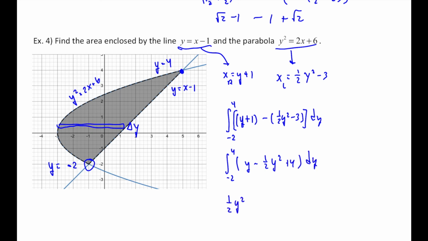So I've got 1/2 y squared minus 1/6 y cubed plus 4y. And we're going to evaluate from -2 to 4. And I do the exact same thing as before, just substitute in. We can find that area.